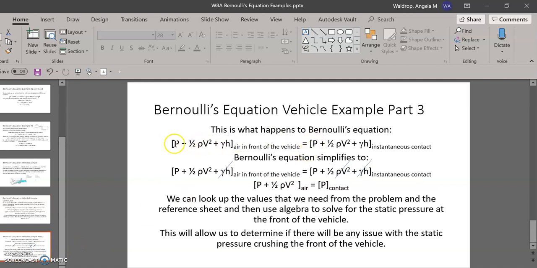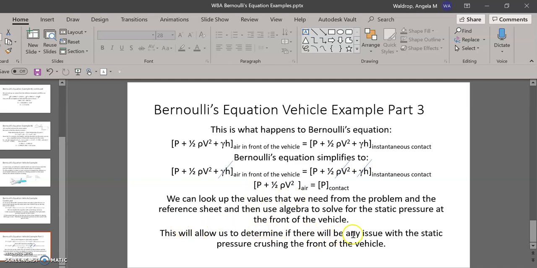So I'll go to the next slide. There's my Bernoulli's equation, and I simplify it. You'll see that my hydrostatic terms drop out, and my dynamic term on the contact side also drops out. And it simplifies to this, okay? So the pressure when the air makes contact to the vehicle is going to be equal to these values here, okay? We can look up the values that we need for the problem. Really, we only need the density of air, okay? And this p-value should have been given to us in the problem to begin with, okay?